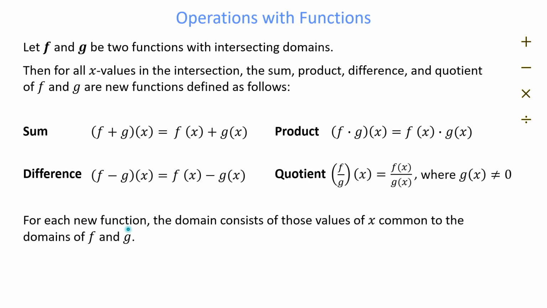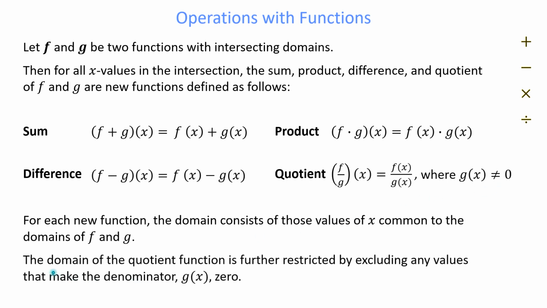So for each new function, the domain consists of those values of x common to the domains of f and g. Now, if you look over here, we can see the domain of the quotient function is further restricted by excluding any values that make the denominator g of x 0.